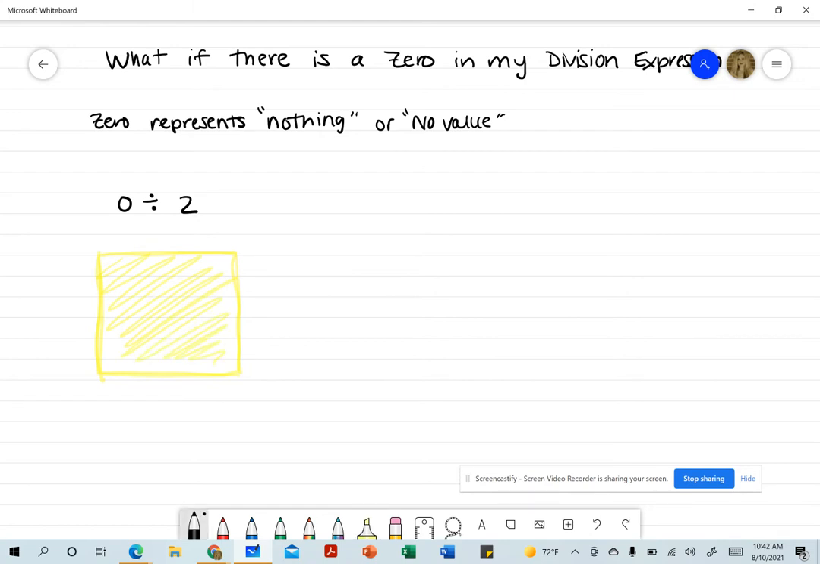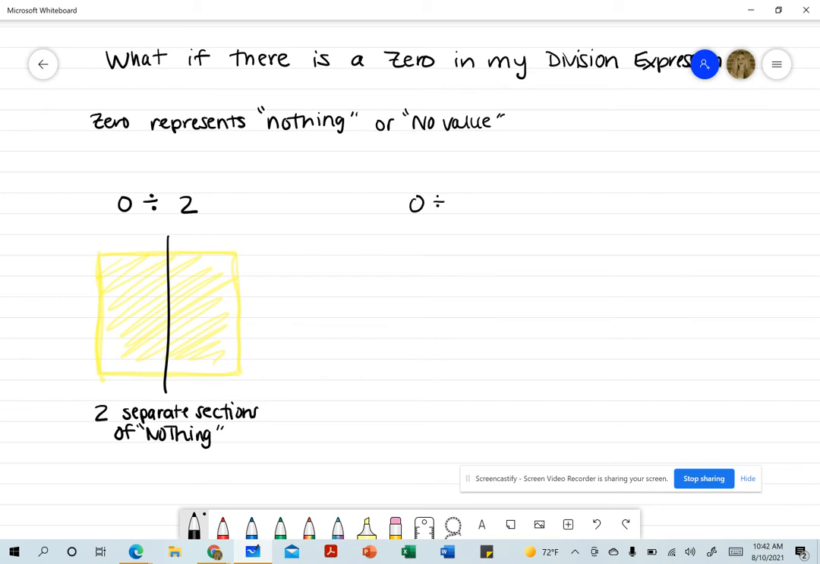Well, it says I'm going to divide this box in 2. Okay, it's divided into 2. What do I have still? I have 2 nothings. I still have nothing. Right? I divided my nothing into 2, but it's still nothing. It's 2 sections of nothing. Well, okay, let's take it a step further.